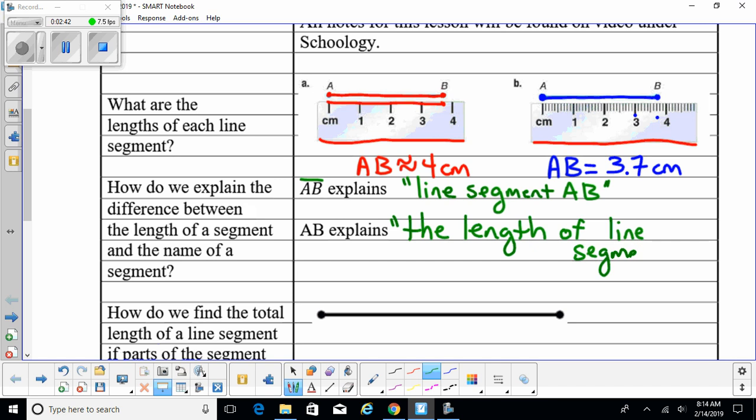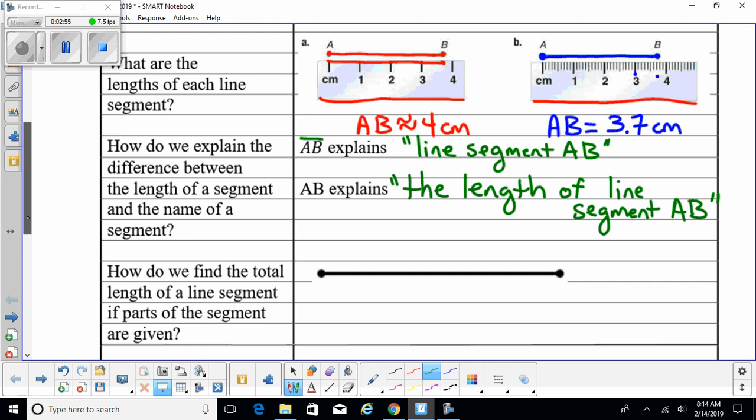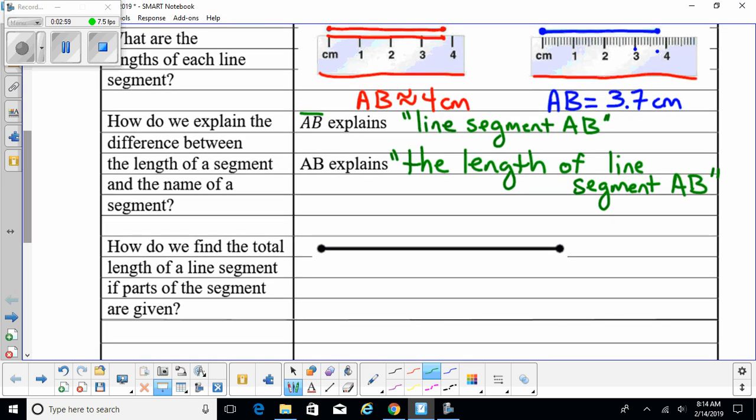And that's important because it will be described that way when we're talking about a pure number, meaning how much is AB. In letter A it was approximately 4 centimeters. In letter B it was, more distinctly, 3.7. Okay. So let's talk about what we like to call in geometry the segment addition postulate. I'm going to just make sure you understand what that means.